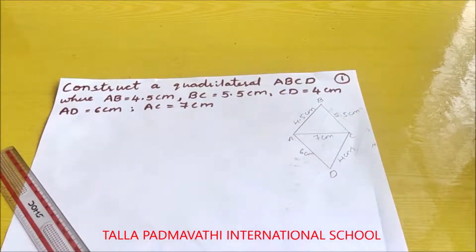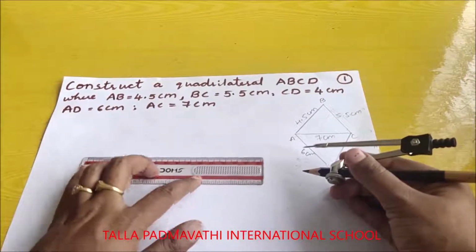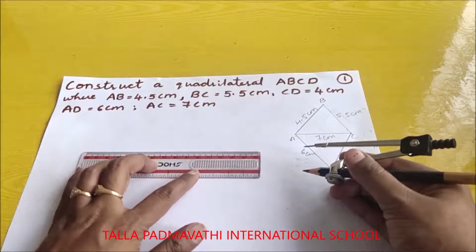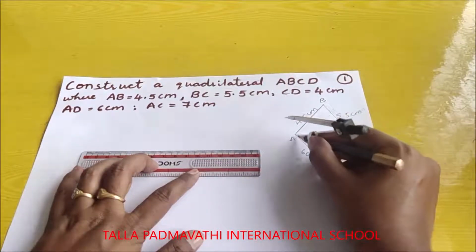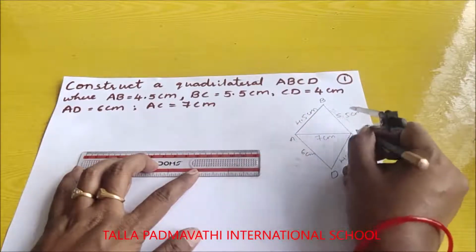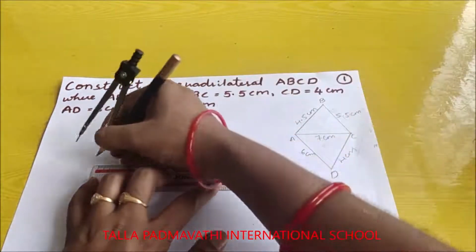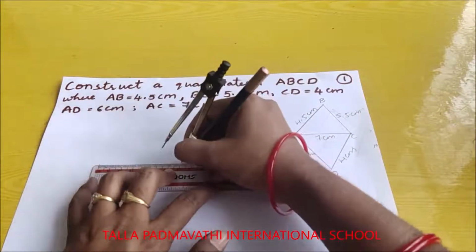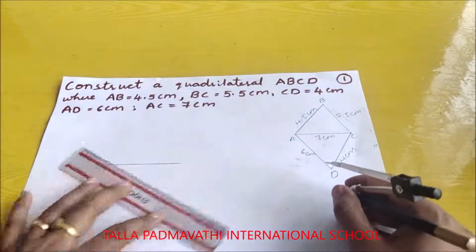So children, now by using the scale and the compass, we are going to do this problem. So first you need to draw. The next step is, children, you need to draw a diagonal, that is AC, as 7 centimeters. So just point 7 centimeters from 0 to 7 and just draw a line. And this is 7 centimeters.